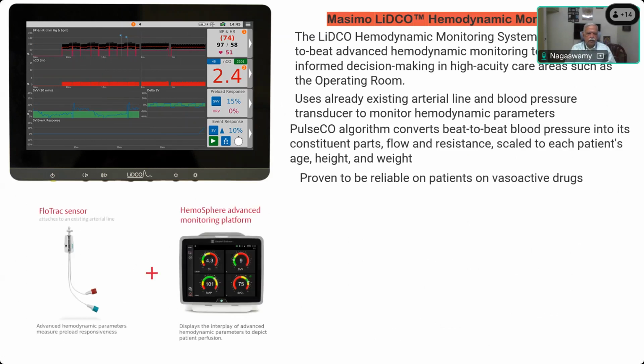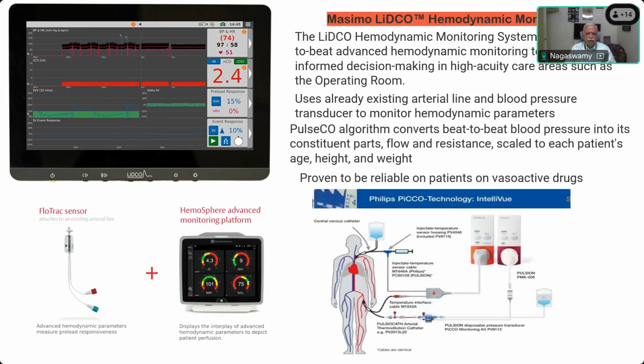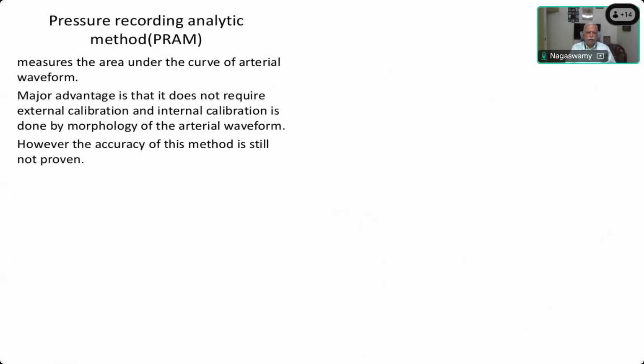And this is the FloTrac with the sensor and the monitor. And this is the PiCCO technology. You can see you require a central venous catheter here, and then you require an arterial line either in the femoral or in the radial or any of the major arteries. You have to connect both to get the correct, accurate cardiac output. Then there is the pressure recording analytic method, PRAM, which measures the area under the arterial waveform.